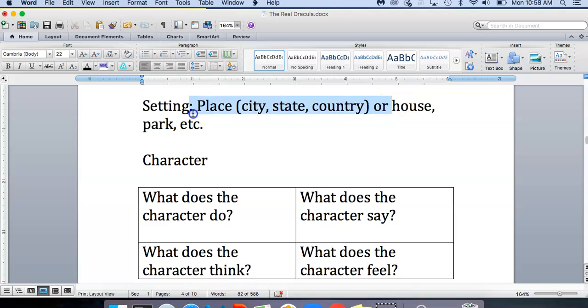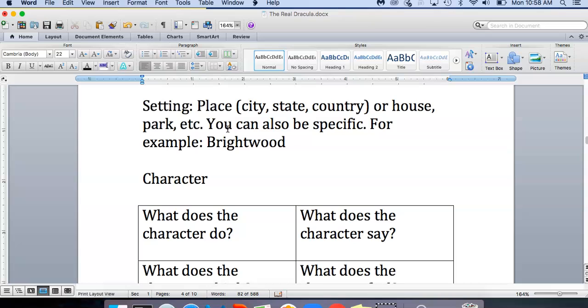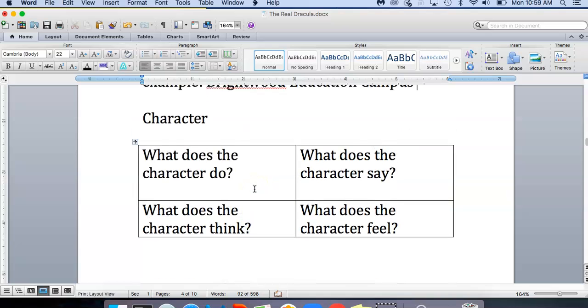Or you can do common nouns, which would be house, park, school, classroom. Or you can be specific. For example, you can say Brightwood Education Campus. So you're being specific when it comes to the school. So that's the setting. Character.